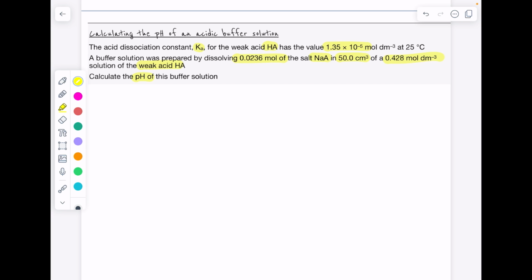Calculate the pH of this buffer solution. So as we know, we have an acidic buffer solution. The way in which we're going to do this is we're going to calculate the concentration of the salt formed. We're going to write an expression for Ka, our acid dissociation constant. We'll use that to calculate the concentration of H+ ions, and then it's the simple expedient of subbing in our concentration of H+ ions into our pH equation that we're very familiar with.